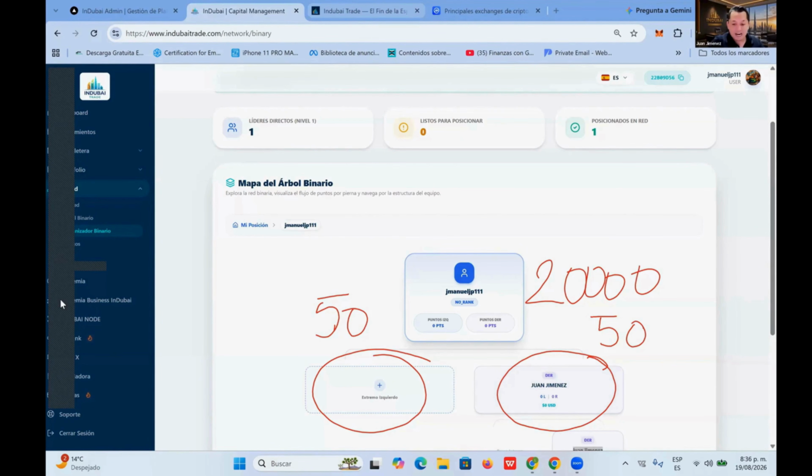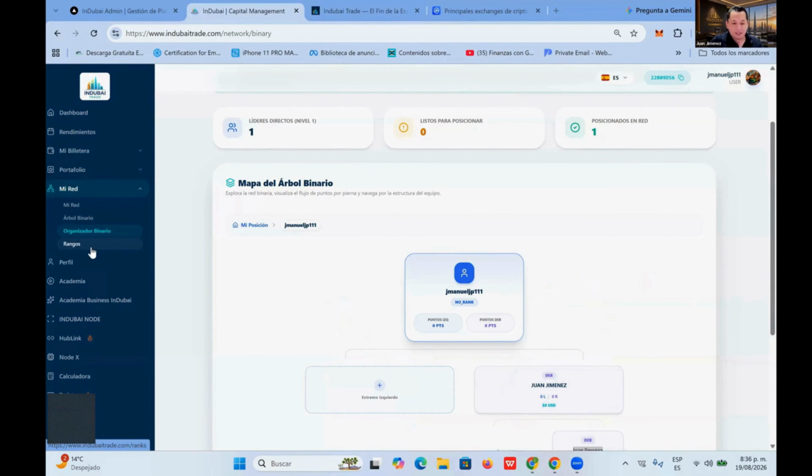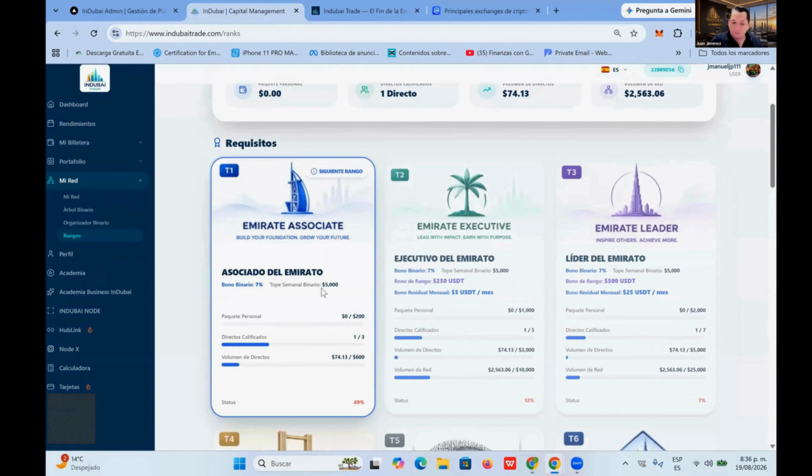With that, I've already qualified the binary. I've already qualified it, meaning I've already met the first requirement. Second requirement, you must have at least rank 1 at a minimum. How do you achieve rank 1?